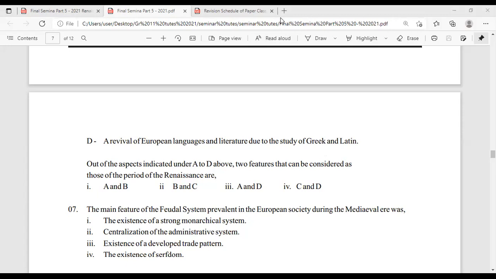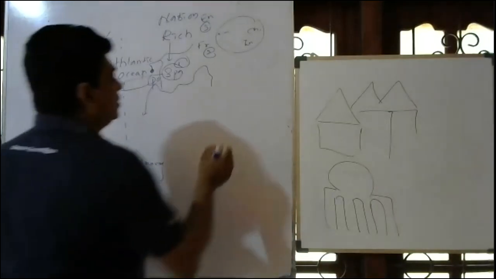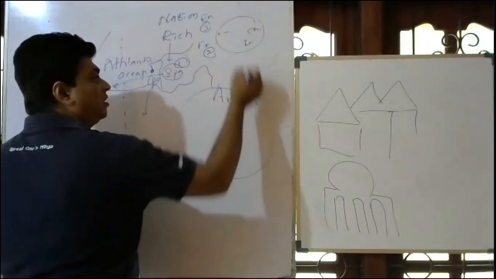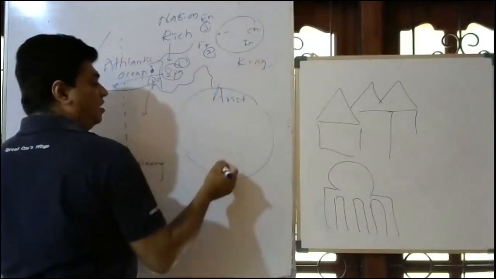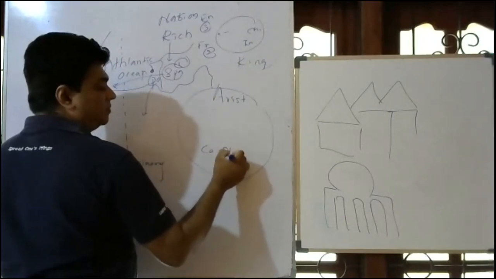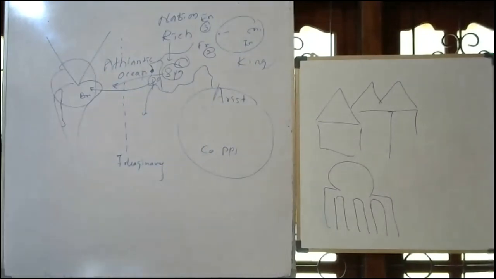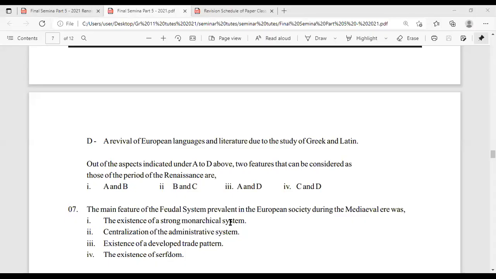Okay, once again go to the whiteboard for a little more. 70 says 4. Good. Now see, feudal system. The aristocrat is here, the king is here, and here the common people, right? So now, what is the question we'll see? In the question it is asked, what are the features of feudalism? Existence of a strong monarchical system, centralization of the administrative system, existence of developed trade patterns, existence of serfdom.